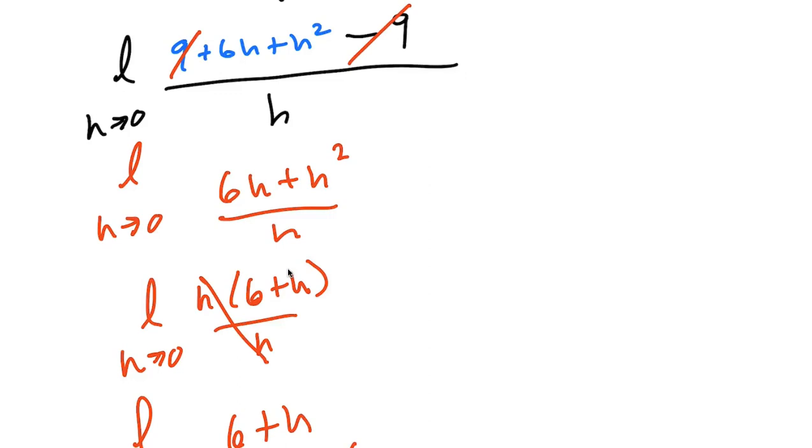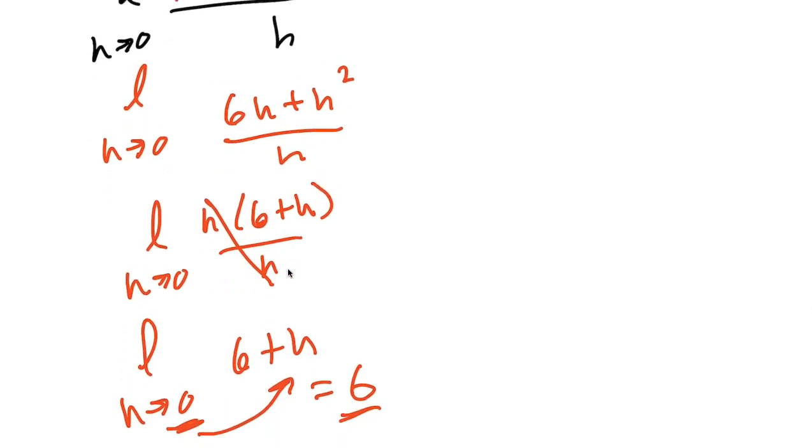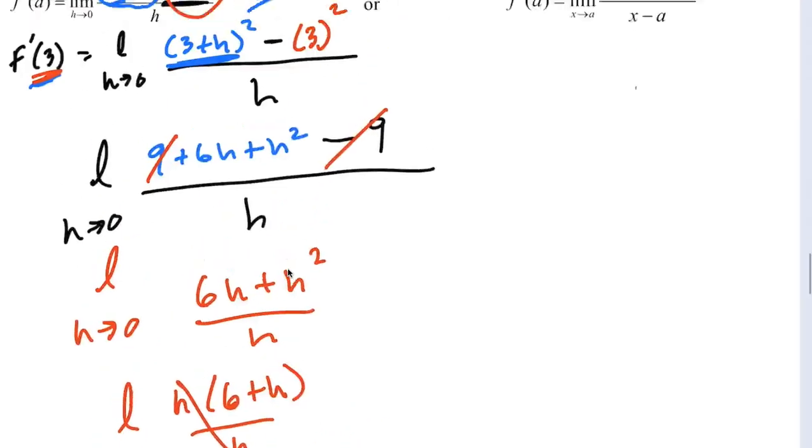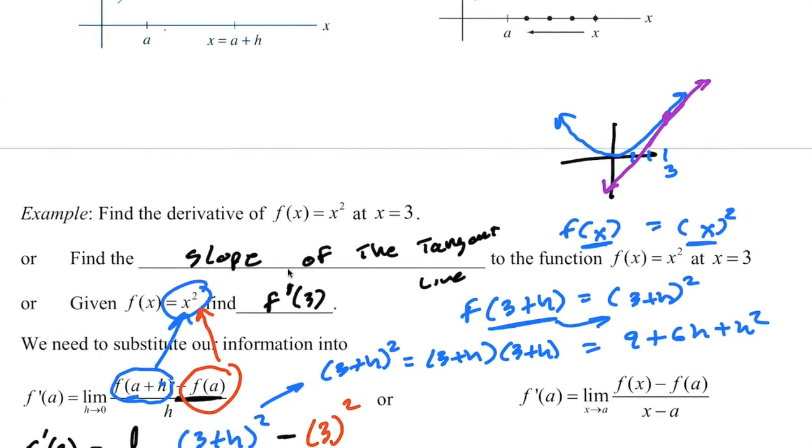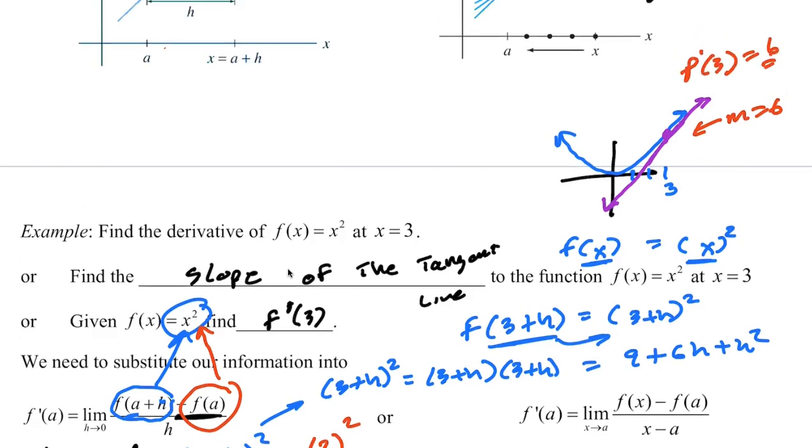So the slope of the tangent line is 6. Slope of the tangent line is 6. So if we go back to our graph right here, slope of that line right there is 6. Or the derivative at 3 is 6. So we did it one way. Let's do it the other way.